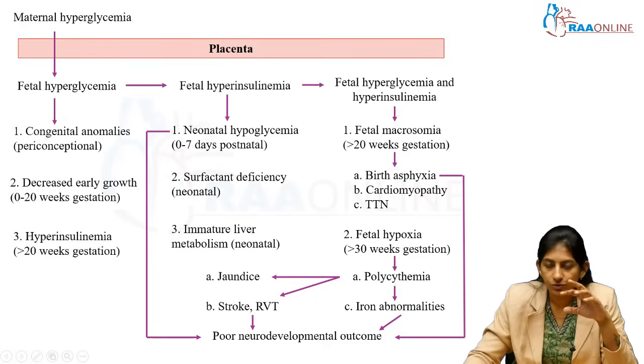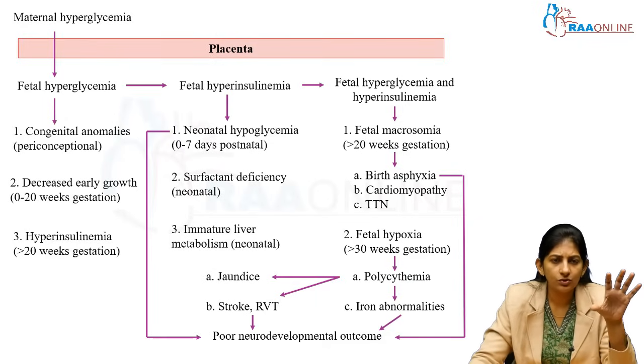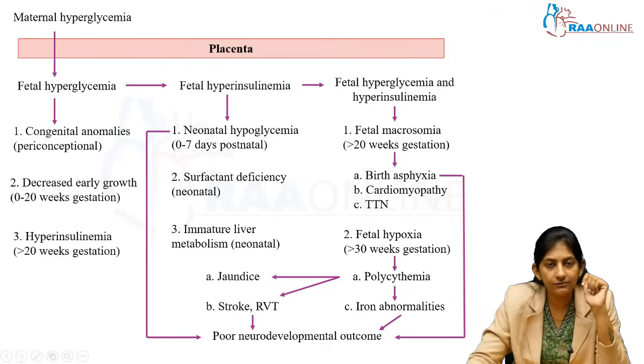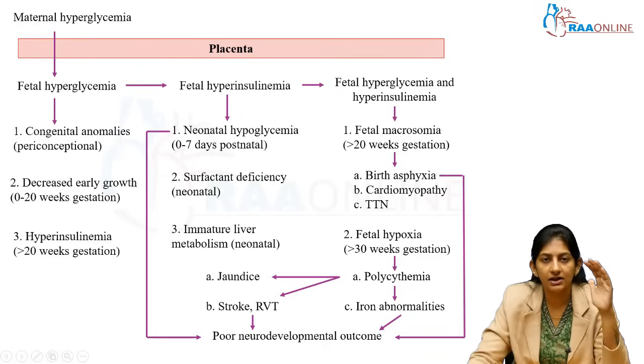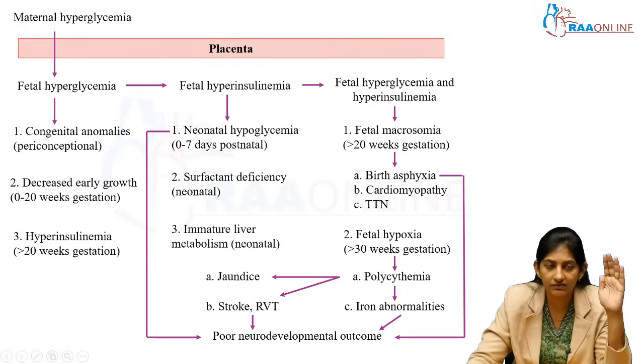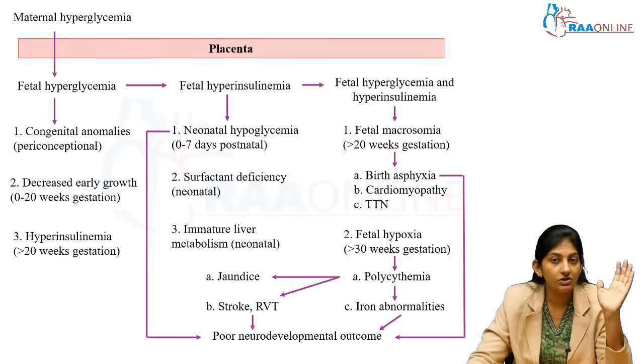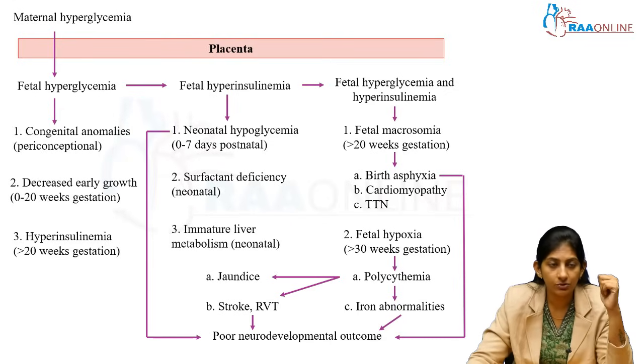So this is again a flow chart, and in short it will explain what all the complications you will be anticipating in an infant of diabetic mother. The starting point here is maternal hyperglycemia. So the mother has high sugar levels, and it is passed on. You might ask me one question, what about the insulin in the mother? The mother will have insulin resistance in type 2 and decreased insulin. This insulin is not going to pass through the placenta, and even if you give exogenous insulin to the mother for the control of glucose, the exogenous insulin is also not going to cross the placenta and come to the fetus. Only glucose is actively transported.